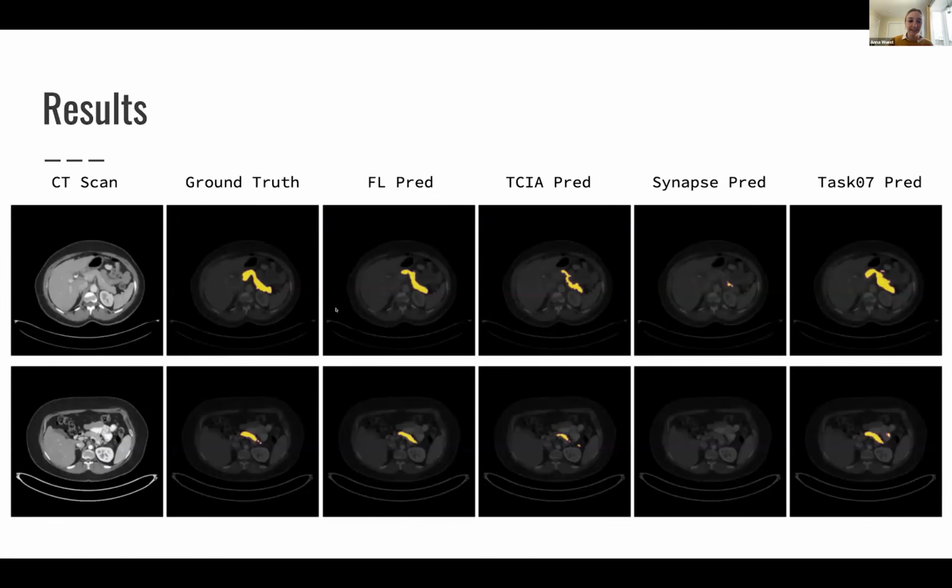So again, we can see comparisons of what these segmentations actually look like. These are two separate scans. We see the ground truth here of what the radiologist labeled. We see the federated learning prediction, which seems to match up pretty closely in both cases. Then we see TCIA and Synapse, which again, in both cases, don't match up well at all. The TCIA at least suggests where the pancreas is located, but overall not great segmentation. And then finally TASC-07, which, similar to the federated learning, performs decently well.